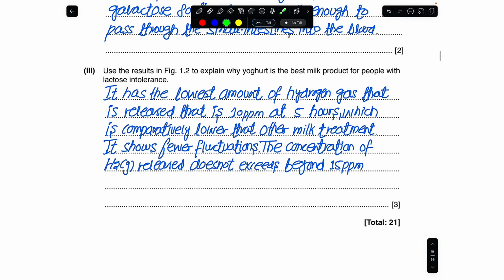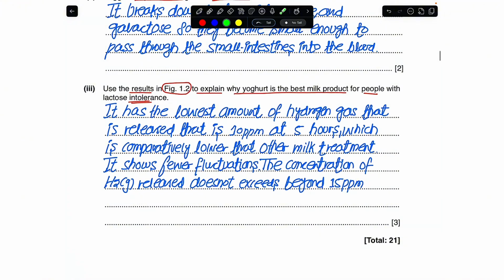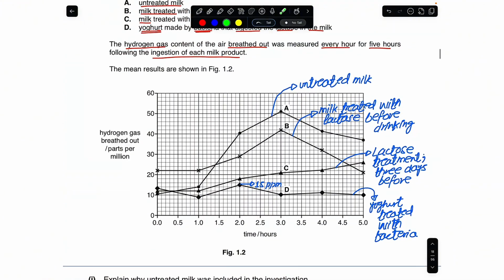For the third point, and the marks were three, they said that you are required to use the results in figure 5.1.2 to explain why yogurt is the best milk product for people with lactose intolerance. So in order to crack 3 points and score 3 marks, let us revert back to the graph and see why yogurt is the best milk product for lactose intolerant people. What I see is that compared to the rest of the treatment protocols, for the yogurt scenario the amount of hydrogen gas released is the minimum, right?